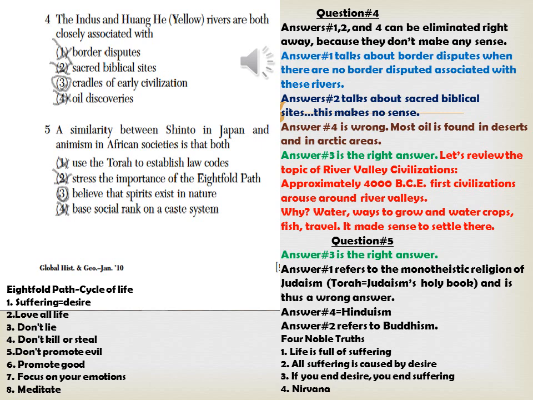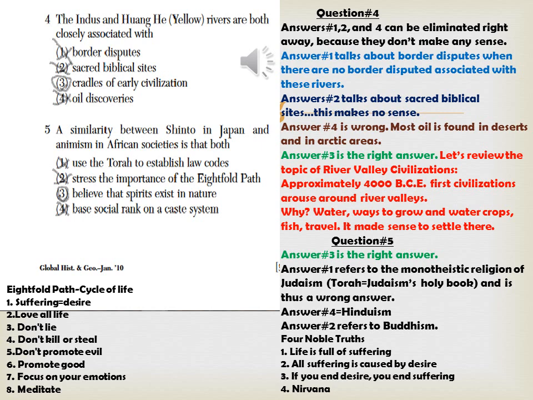So, Judaism is a monotheistic religion because they believe in one God. There are 2 other monotheistic religions, Christianity and Islam. That's why number 1 doesn't make any sense, guys. It's wrong. So, number 2, stress the importance of the eightfold path.